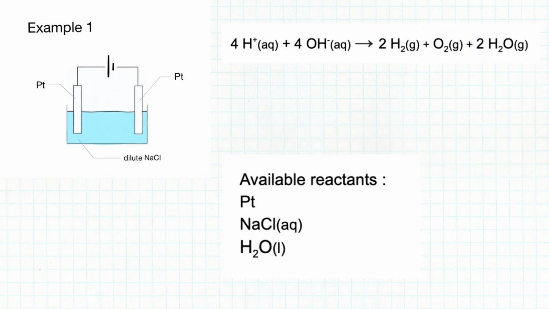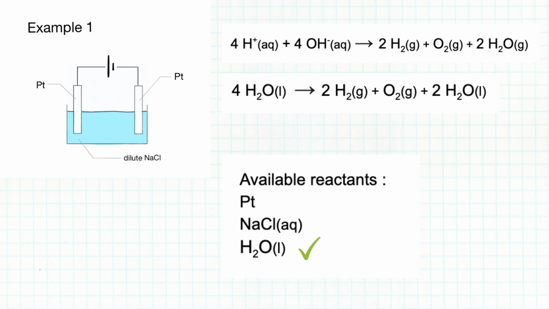With example 1 again. In example 1 the reactants available are platinum electrodes, sodium chloride, and water. The ionic equation is 4H+ + 4OH- yields 2H2 gas + O2 gas. OH- are ions. To produce chemical equation, we must change these ions into one of the available reactants. In this case we choose H2O. 4H+ and 4OH- is to be replaced by 4H2O.